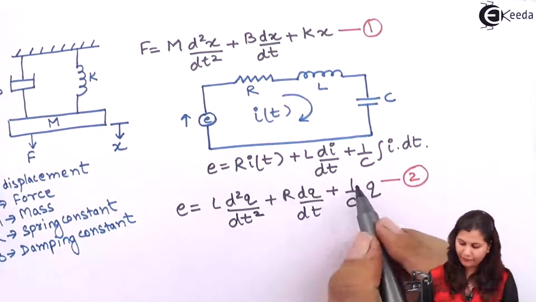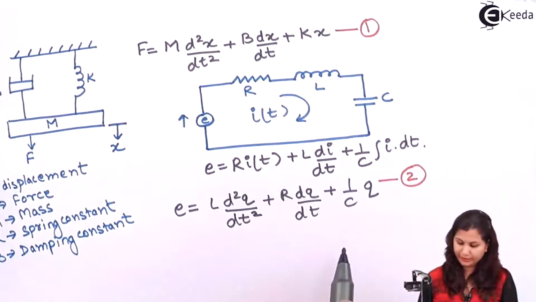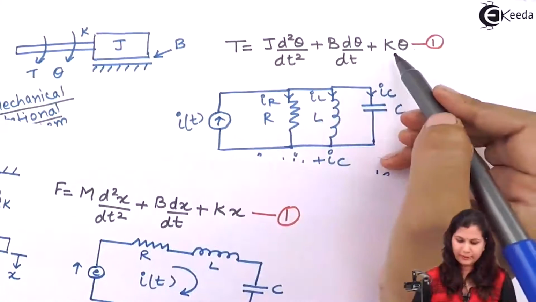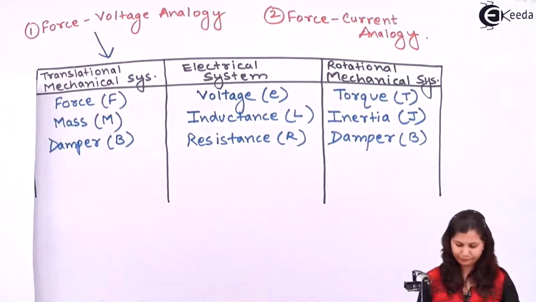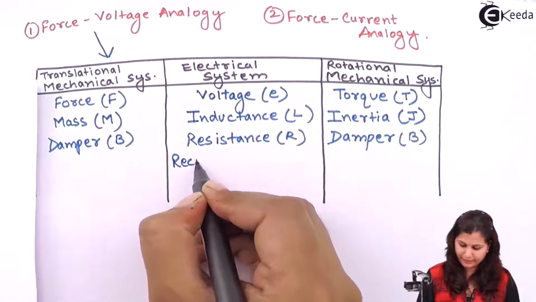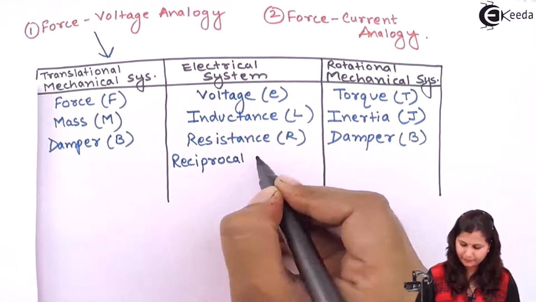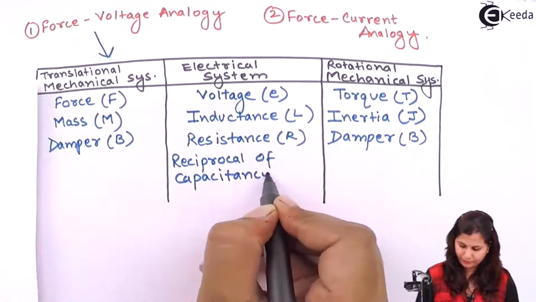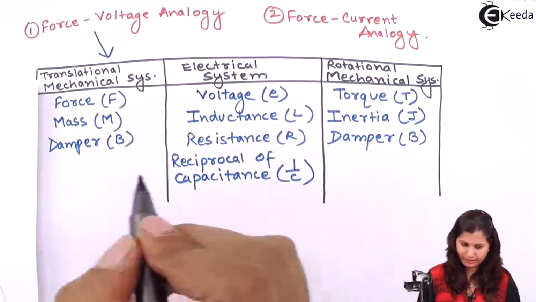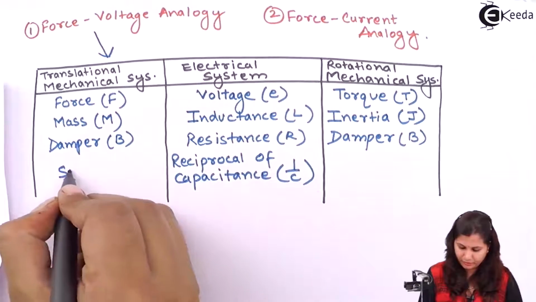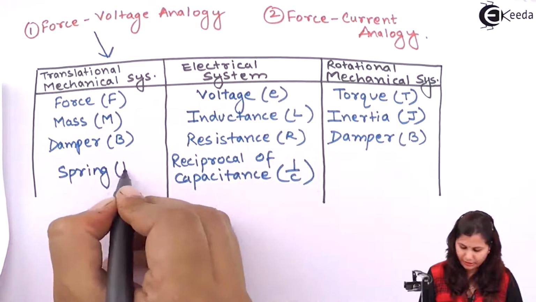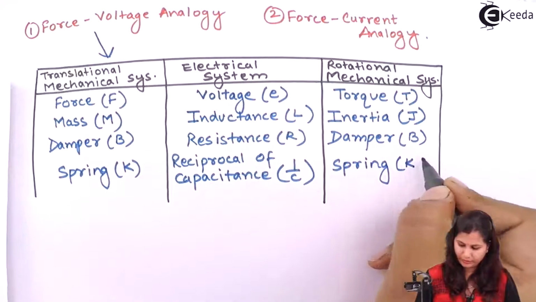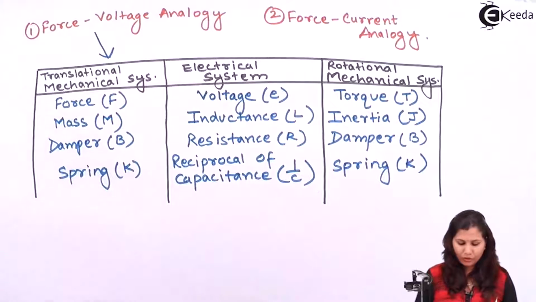Now the last, we have 1 by C, that is the reciprocal of capacitance. It will be equivalent to the spring constant K, and here the spring constant again as K. So the reciprocal of capacitance, that is 1 by C, is equivalent to spring constant K, and here also spring constant K.